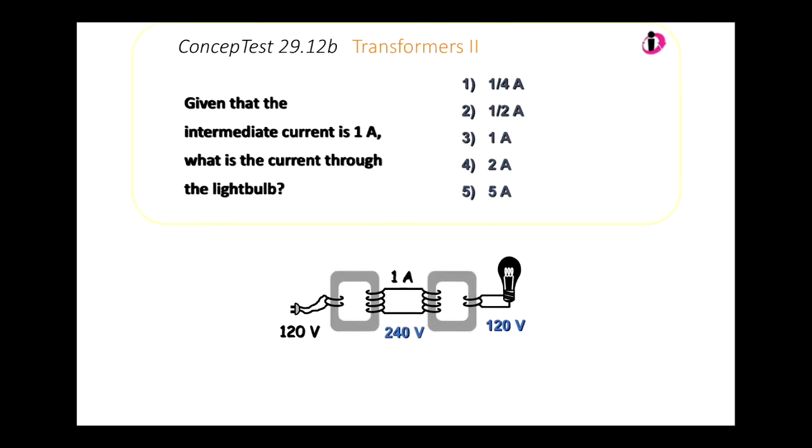In our next slide, we start with 120. We're going to go to 240 and then to 120, and they tell us that it's 1 amp in the middle. And I know that when the voltage goes up, the current goes down. So what do you think the current is at the beginning and at the end?